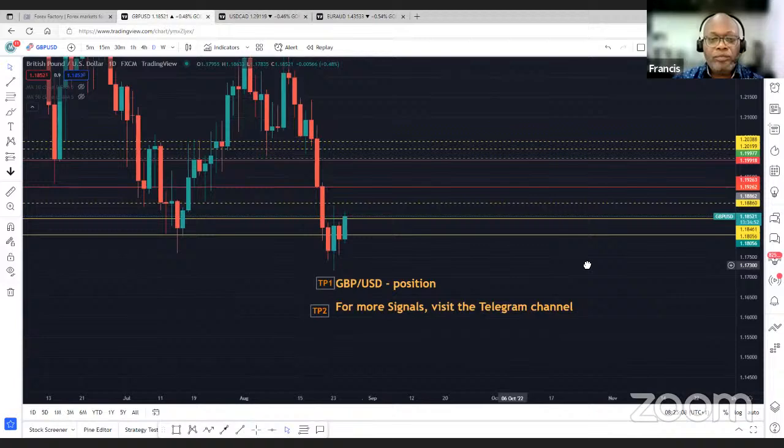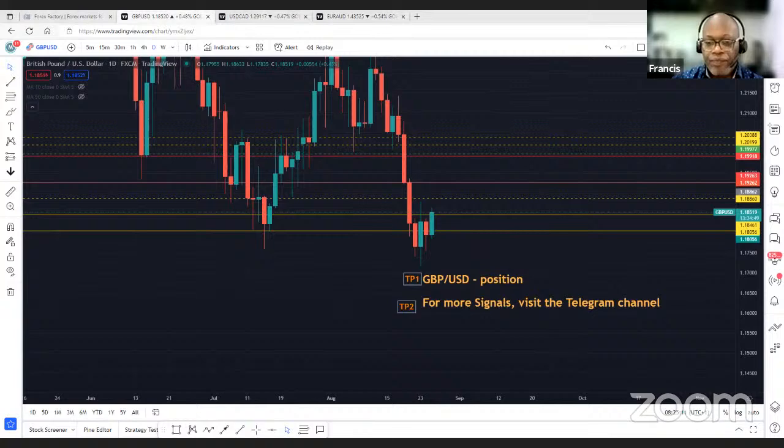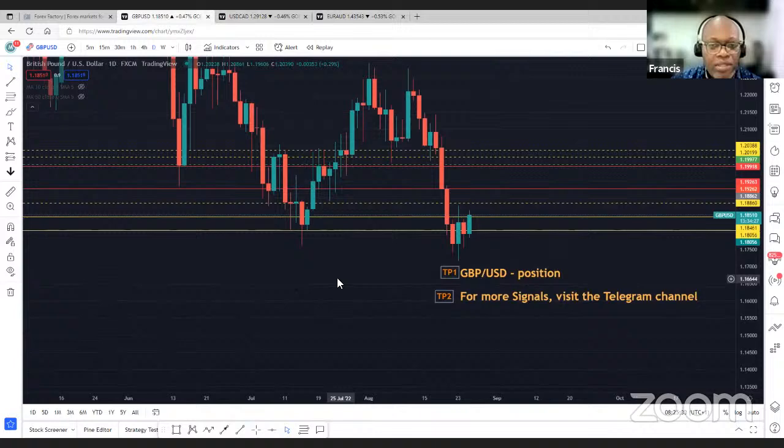So this is pound USD. Like I say, I am bullish on this one. Now, because I'm day trading, at least today, I'll be looking for just a few pips. I'm not swing trading.